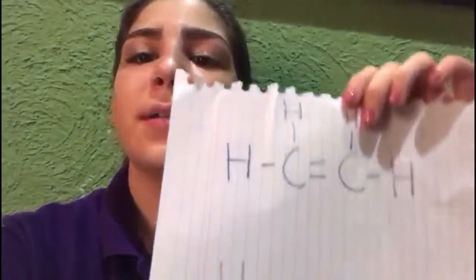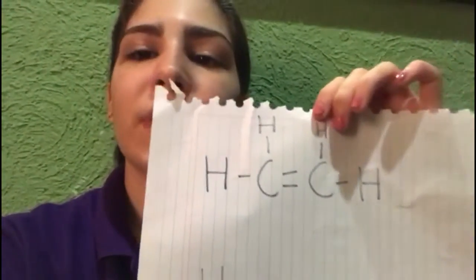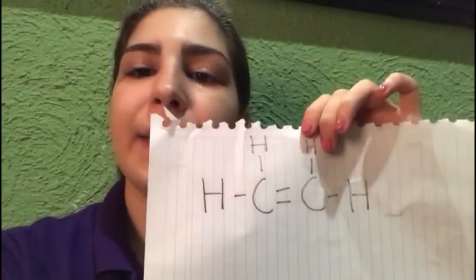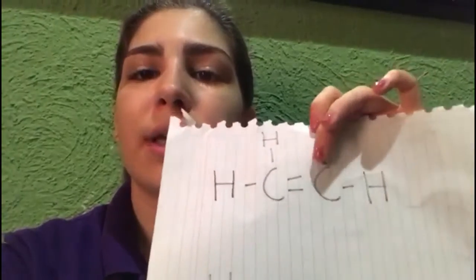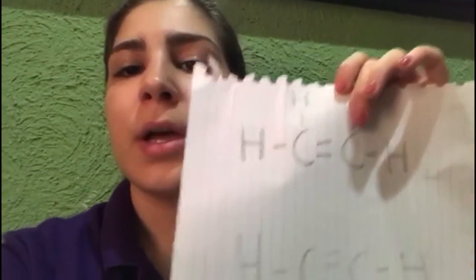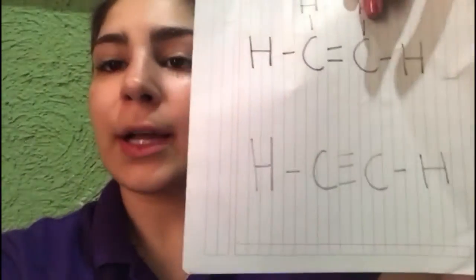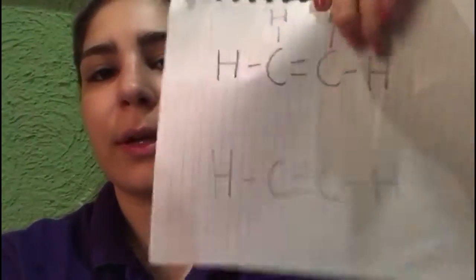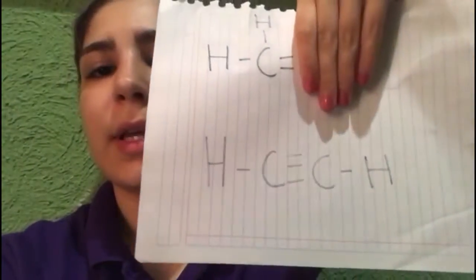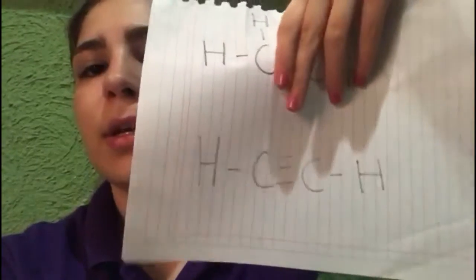So an example of an alkene is this one, that is HCCH, and here it has a double bond. And an example of an alkyne is this one, the one below, that is HCCH, and here it has the triple bond.